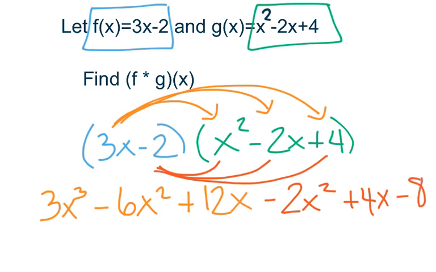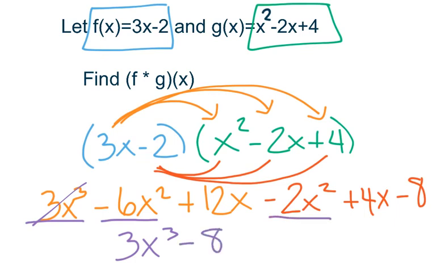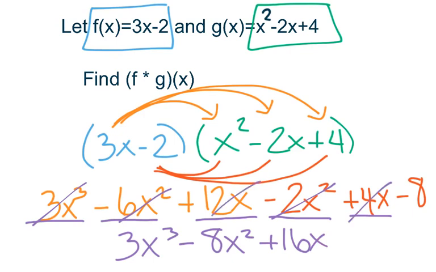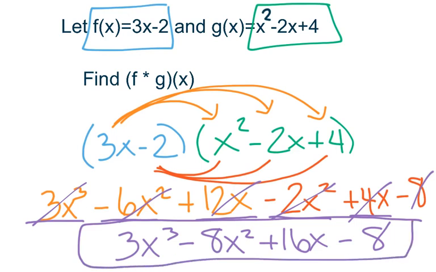So now we're just going to get our like terms together. I see this is the only x cubed, so it's just going to go down here and I'm going to cross it out. Next I see that I have negative 6x squared and negative 2x squared, which becomes negative 8x squared. Next I see 12x and 4x, which is 16x. And then the little 8 by itself. So that's going to end up being my final answer. Notice it's in standard form because the biggest exponent is first and then it goes down.